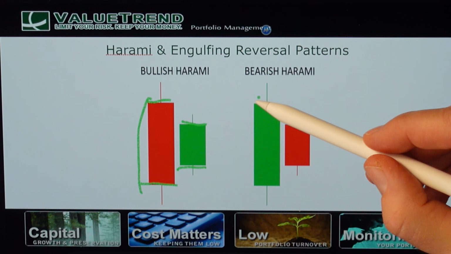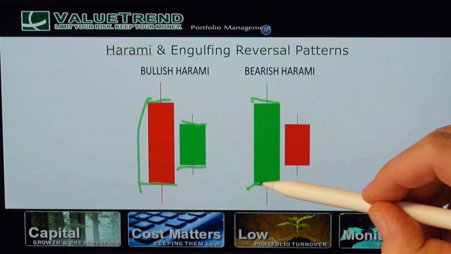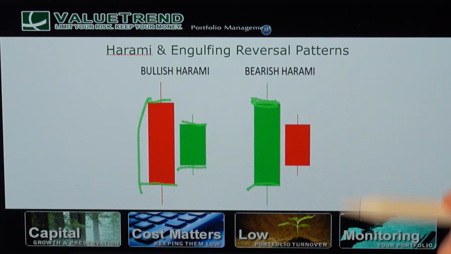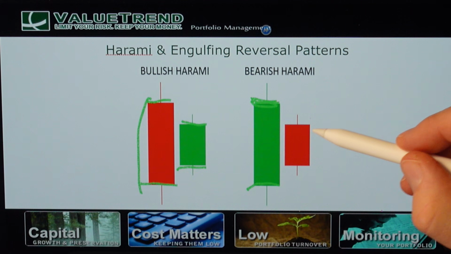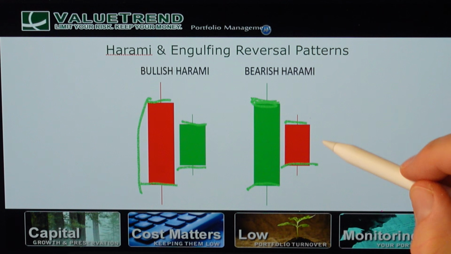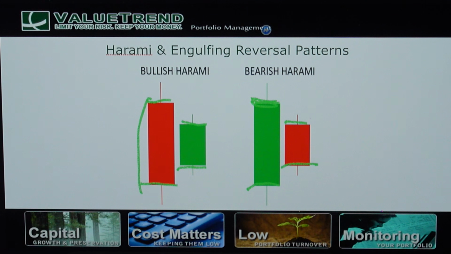Same thing here. We had an open and a higher close. In fact, a very much higher close, followed by an open and a lower close in a smaller body. Again, the market changed its mind the next day and decided that things were going to go lower, and very often there is follow through.